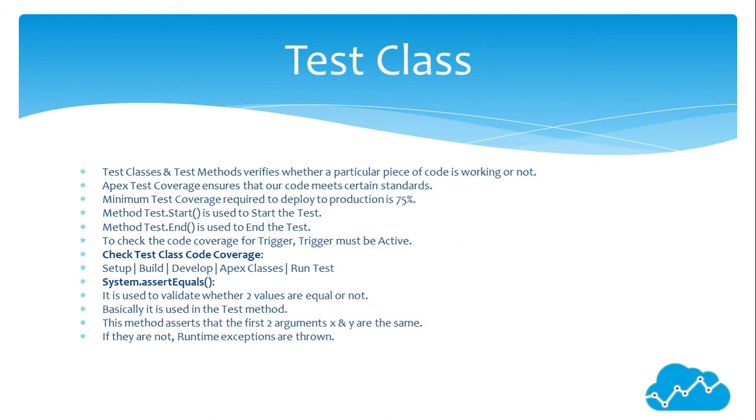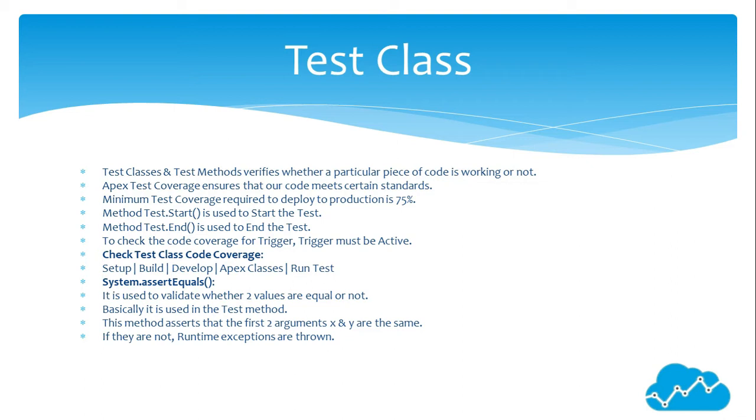Test classes and test methods verify whether a particular piece of code is working or not. Apex test coverage ensures that our code meets certain standards. The minimum test coverage required to deploy to production is 75%. The method Test.startTest is used to start the test. The method Test.stopTest is used to end the test.